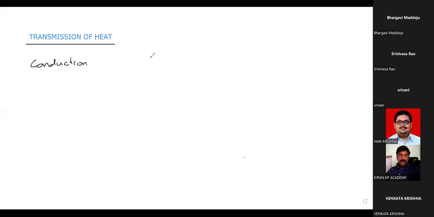The second is convection. Next is radiation. Now, in case of conduction, a medium is required. In case of convection, a medium is required to transfer the heat energy. In case of radiation, a medium is not required.